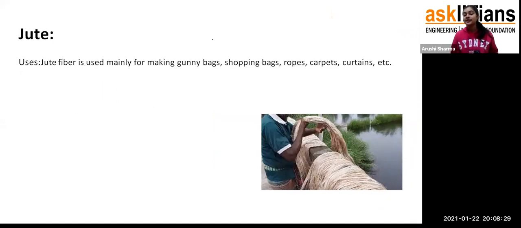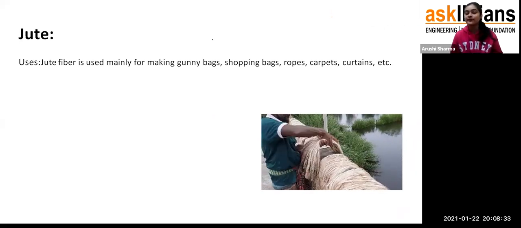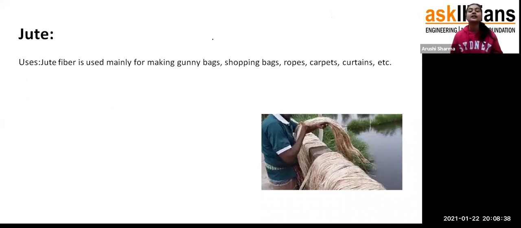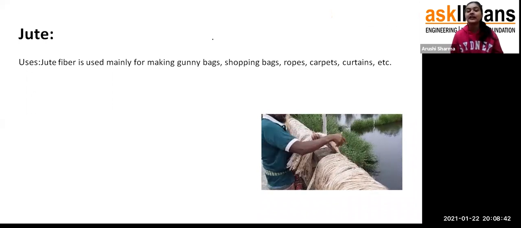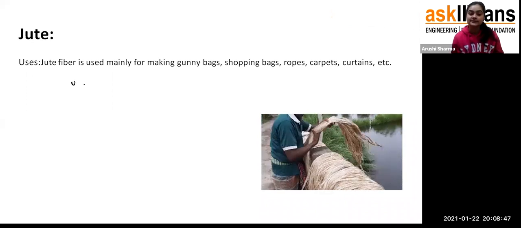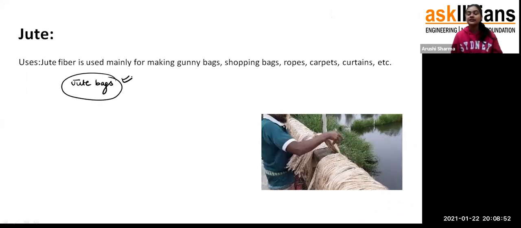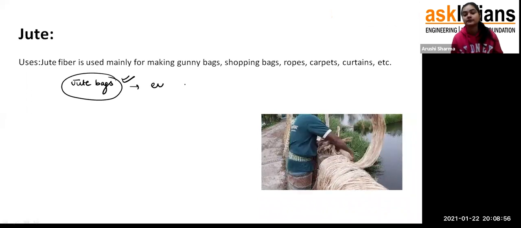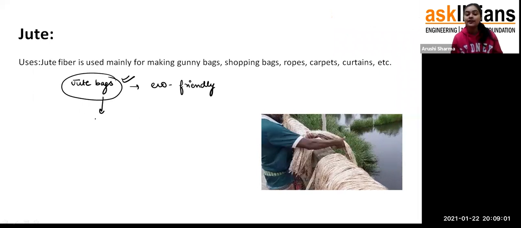Now jute. Students, if I ask you what jute is, you say, ma'am, jute fiber has so many uses: we have jute bags, shopping bags, ropes, and carpets. And why do we use jute bags? It is a good, eco-friendly thing to use jute bags instead of plastic bags.